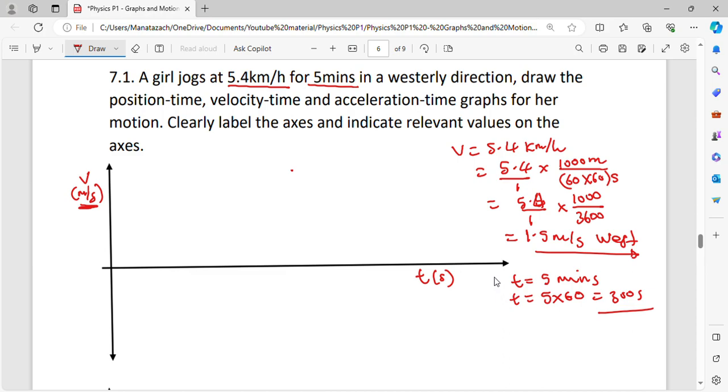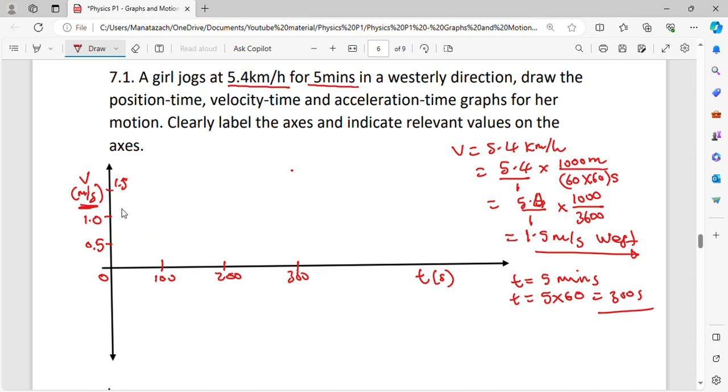Now let's come and plot on the time axis. To accommodate the 300 seconds, we can just say here it's 100, 200, then 300. And then to accommodate the velocity of 1.5, we can choose the scale of 0.5. Here it will be 1, and then there it will be 1.5.